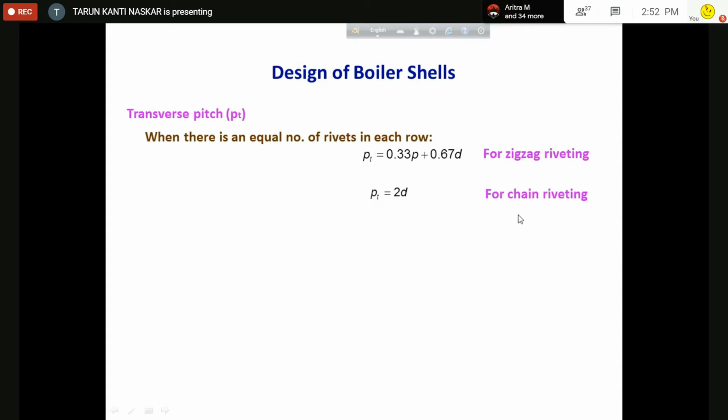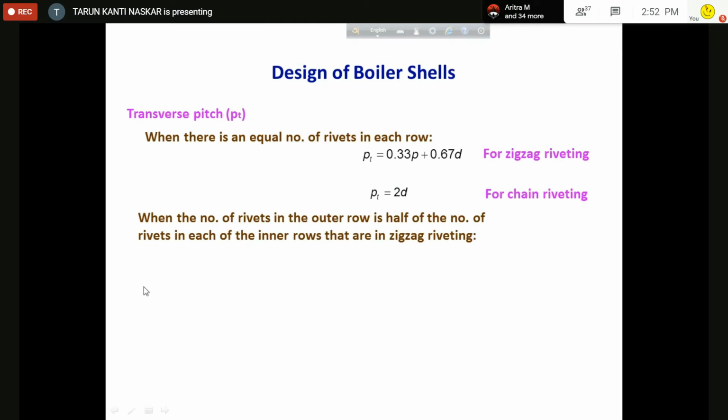Okay, when there is an equal number of rivets in each row, this is for zigzag riveting and this is for chain riveting. Now when the number of rivets in the outer row is half of the number of rivets in each of the inner rows that are in zigzag riveting, then it is this. Clear?